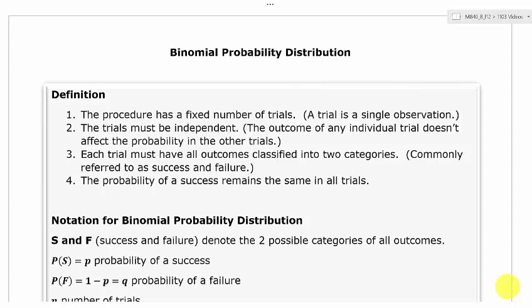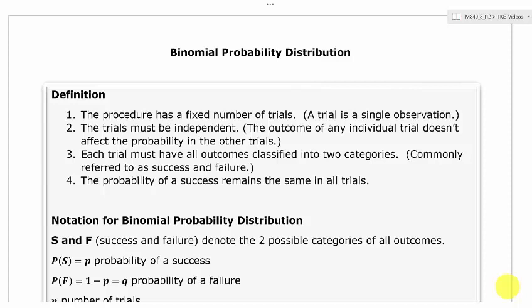In this video, we're going to take a look at the binomial probability distribution. So first we need to look at the definition of what a binomial distribution is. The first condition is that the procedure has to have a fixed number of trials, so you can only do the experiment a fixed number of times.